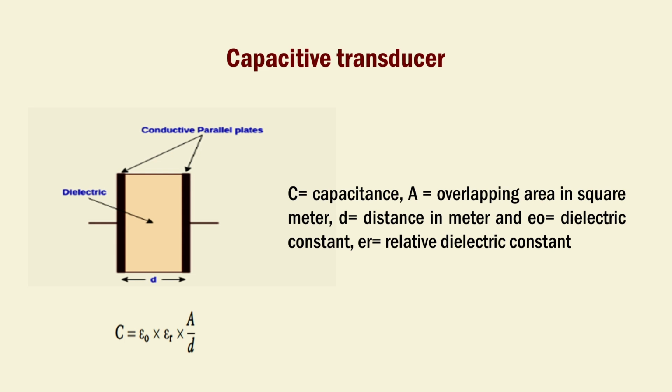The value of capacitance is directly proportional to the overlapping area and inversely proportional to the distance between the plates, as shown in the equation. When the distance between the plates changes due to displacement, pressure or force, then the value of capacitance will change. Thus, the displacement gets converted into a change in capacitance, which can be easily converted into electrical form.